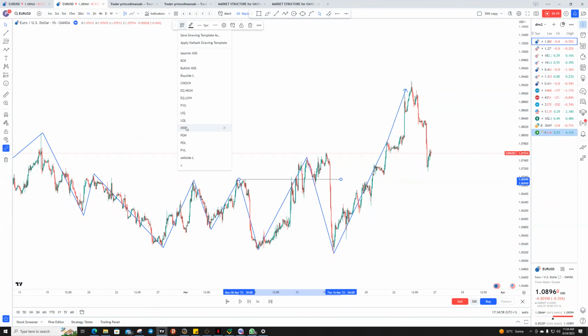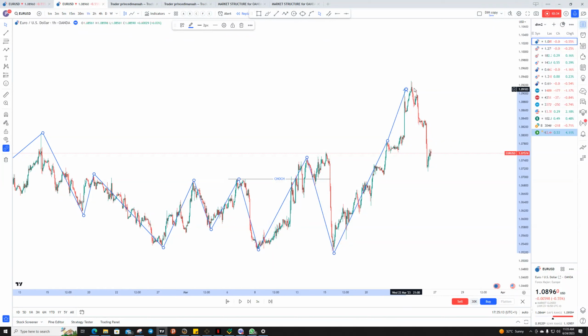So this is what we call the change of market structure, market structure shift or change of character. The market went all the way, came down, and then took over again. So we have a new move going up, and then the new high being created.